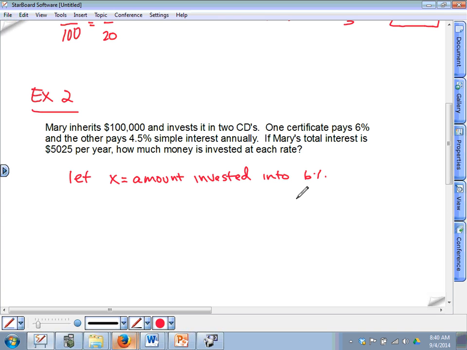That's like the greatest CD I've ever heard of. My question is, why didn't she just put it all into the 6%? What was she doing putting money into a smaller percentage? She's against making a ton of money, apparently.